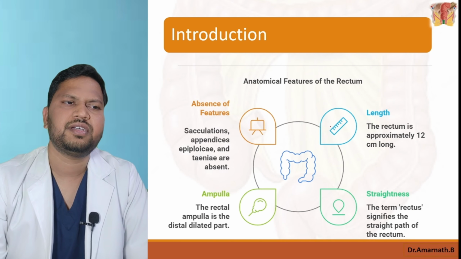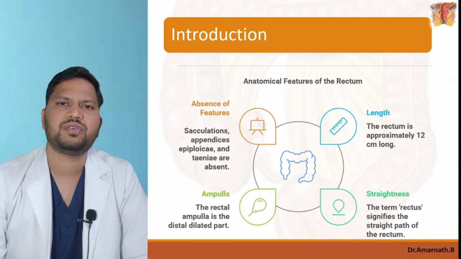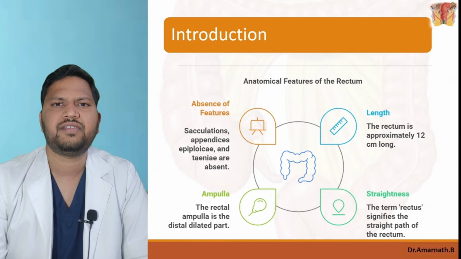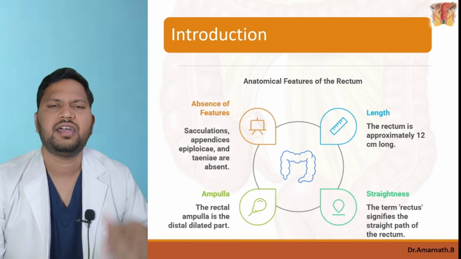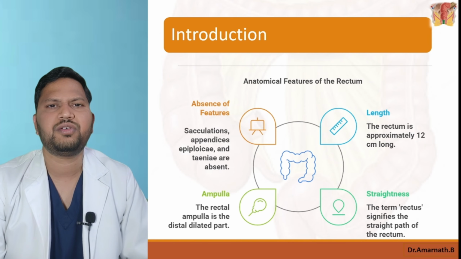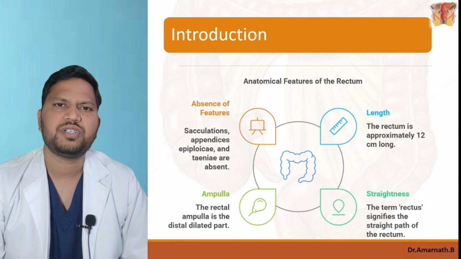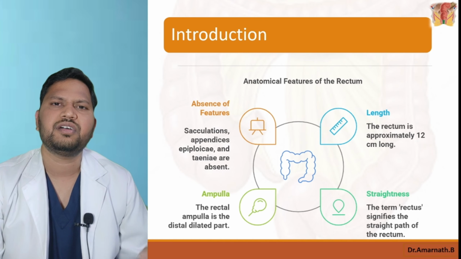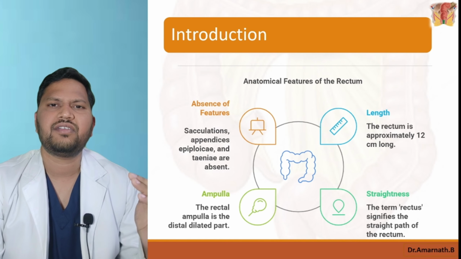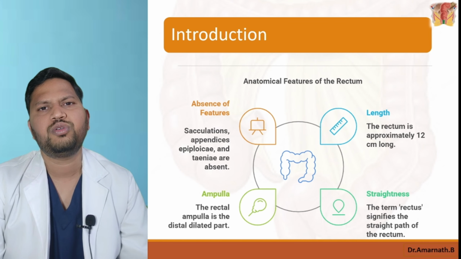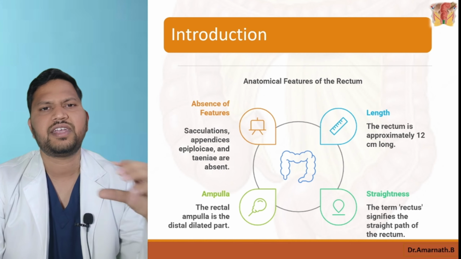Coming to the introduction part, the rectum is about 12 centimeters in length, which is around 5 inches. Rectum, the Latin meaning itself, is straight, that is straight intestine. In the lower mammalian group of animals, it is straight only. But in humans it is a little bit curved to accommodate the sacral vertebral curvature. So it is a little bit curved in humans, whereas in the lower group of mammalian animals, it is in the straight direction only.